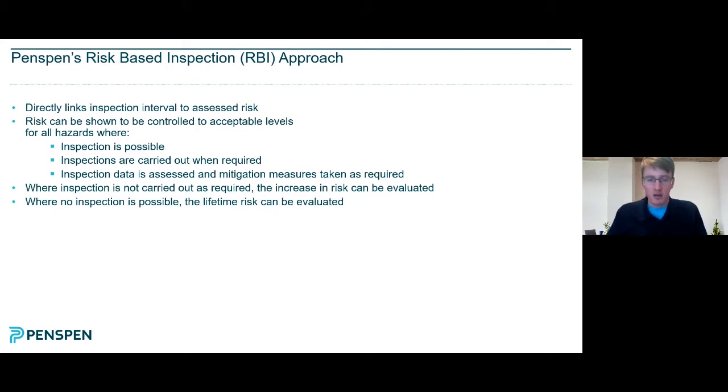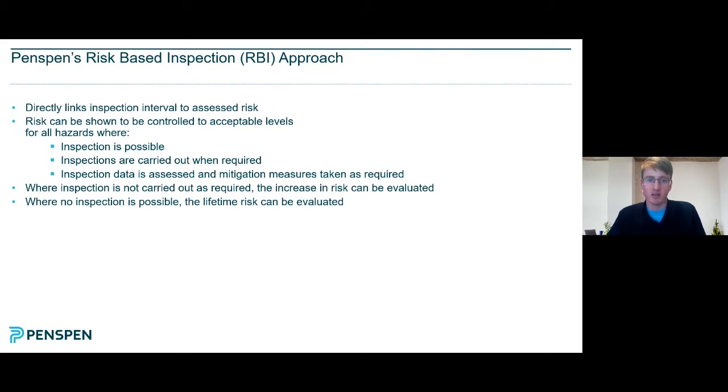So the PenSpan risk-based inspection approach, the PERMI model, allows us to have that direct link between the inspection interval that's assigned and the risk that's been output, and that helps us show how risk can be controlled at an acceptable level, specifically for hazards where inspection is firstly possible, and where it can be seen to actively contribute to the control of risk, and also where that inspection then is carried out as recommended or where required.